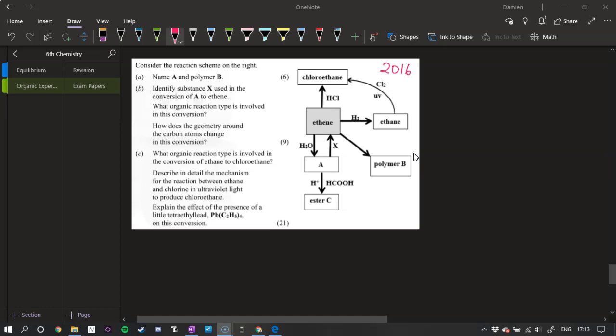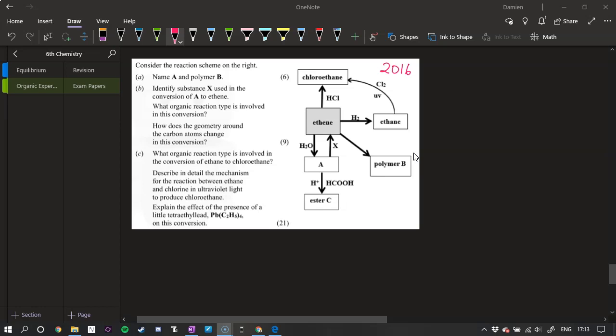So in our next question, we've got 2016 and we're asked to consider the reaction scheme. And again, there's a couple of questions in here. Normally what I would do is look at the reaction scheme and see if you can figure out what is going on. Ethene seems to be the major molecule here, and it's up to yourself where you start. I'm going to try and fill in some of the letters.